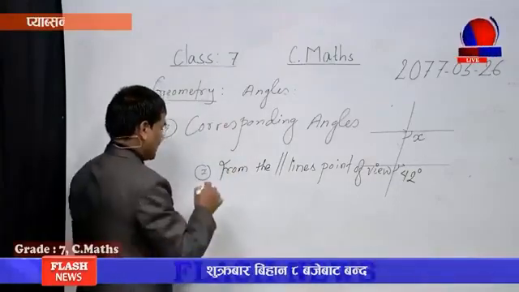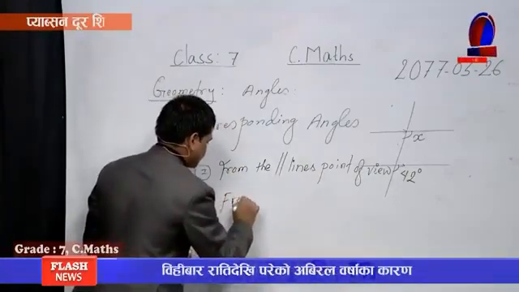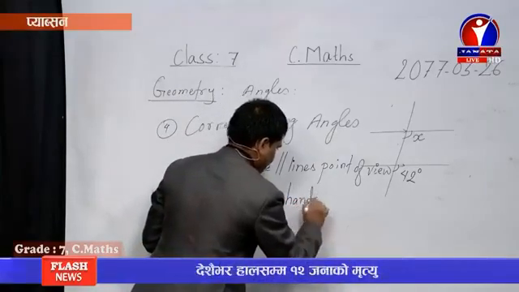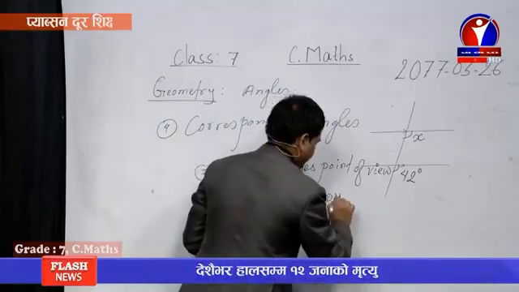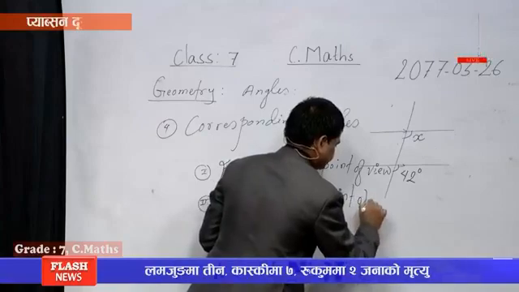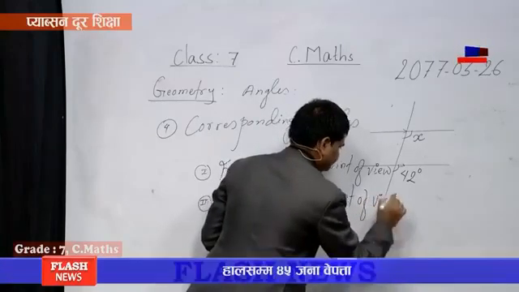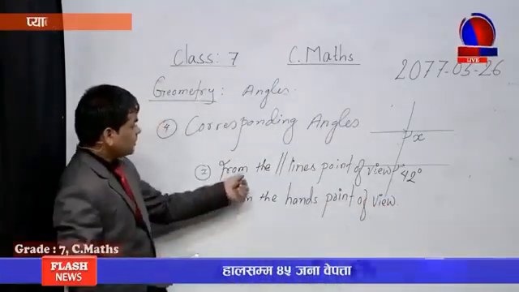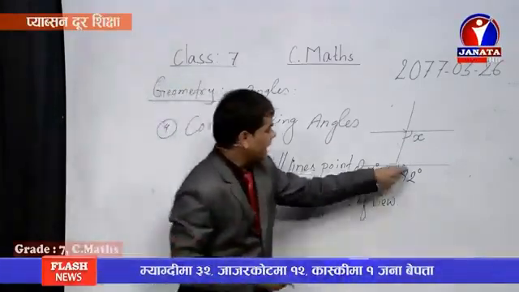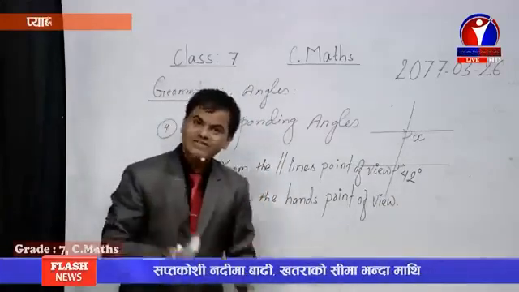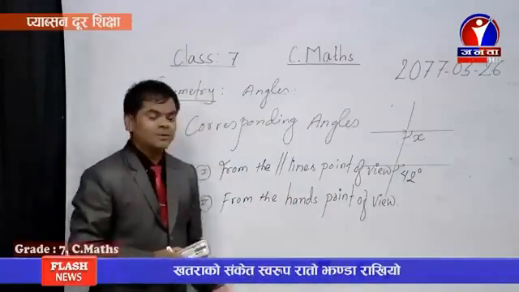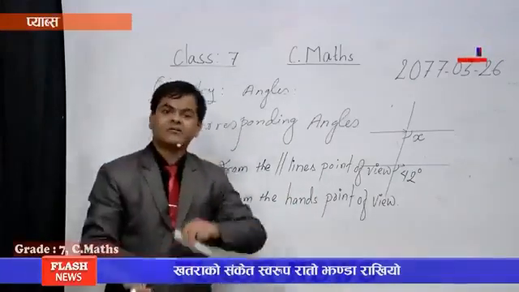And another one is from the hands point of view. We need to watch out for two things. What do you mean by this? From the parallel lines point of view means looking at the parallel line, whether they are inside or outside can be determined, isn't it? And from the hands point of view means whether they are left hand side or right hand side.